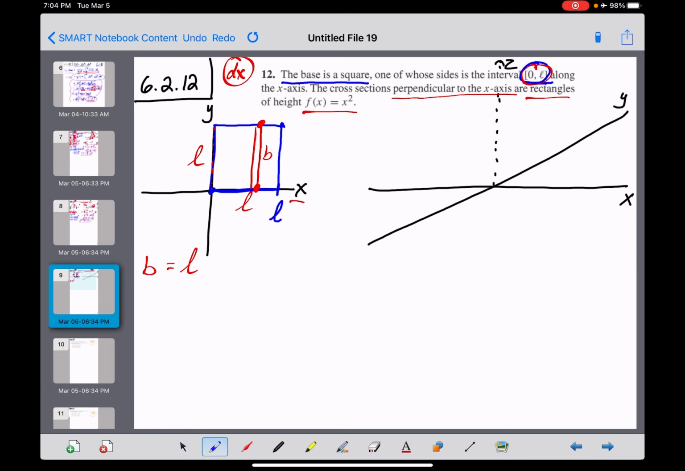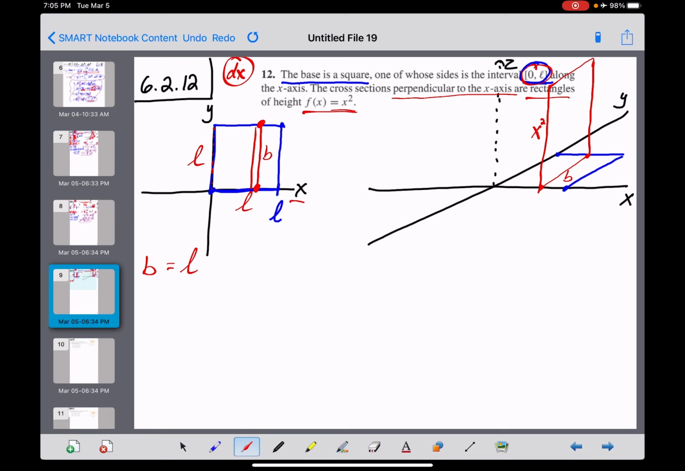Now, if I wanted to draw my three-dimensional figure here, it would probably look something like this and something like that. Okay, there you go. And then here's your red segment right there. That would be the base of your rectangle. And the height of that rectangle is not exactly easy to see. They're telling us that the height of that rectangle is simply going to be x squared. Whatever your x coordinate is, you're going to square that.